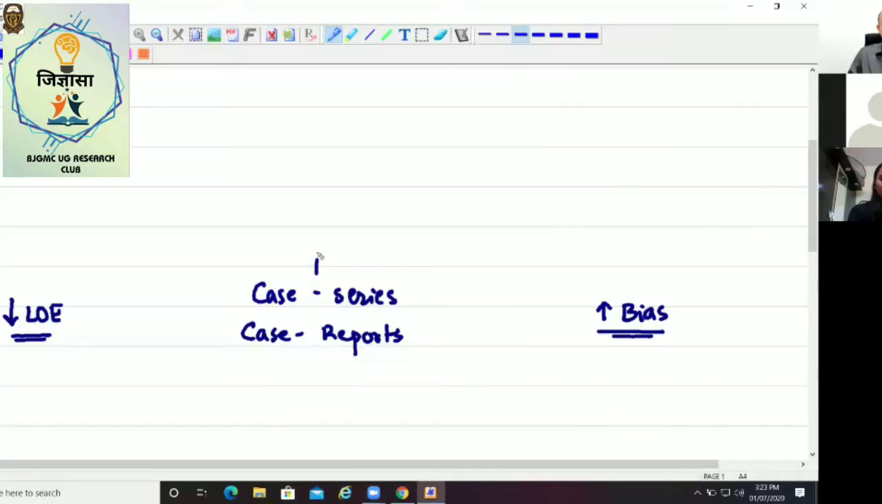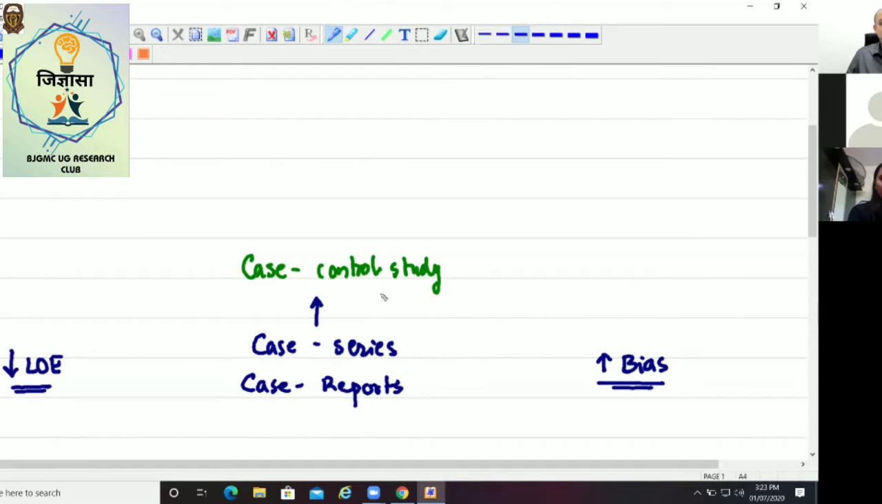So after this level comes the next level, and the next level is either you could have a case control study. I'm sure you have heard about these terms. I'm just not very sure whether this was described in the last sessions or not, but I'm assuming they were not, so I'm just going ahead. So case control study, and after that you could have a cohort study. Now, what is a case control study? What is a cohort study?